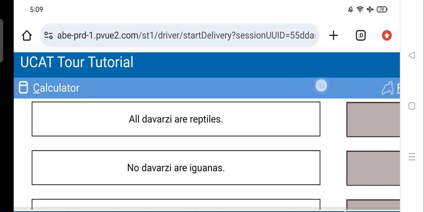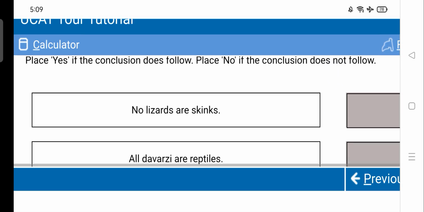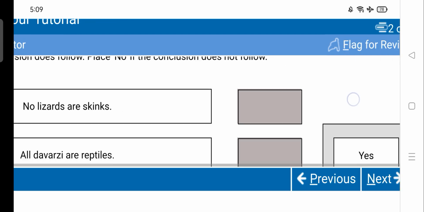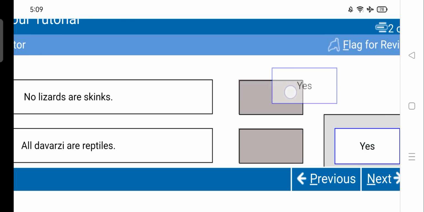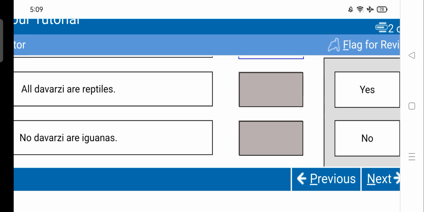Now you can see which option is correct and which one is not. If you think the first one is the correct option, then you can drag a yes and drop it in front of this option. And if you think that all dwarfs are reptiles is the wrong option, then you can drag a no and drop it in front of it.